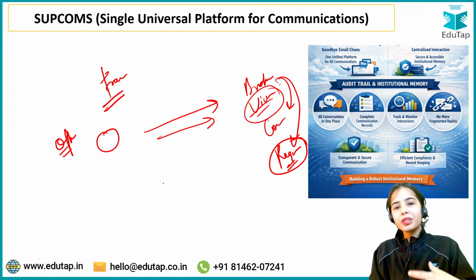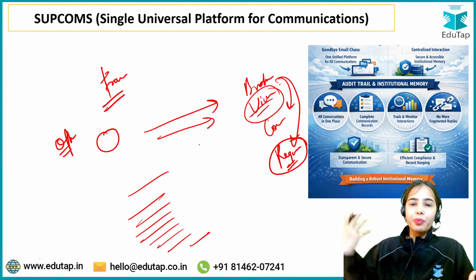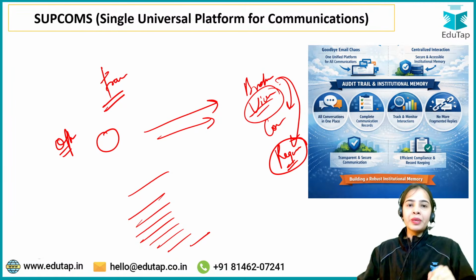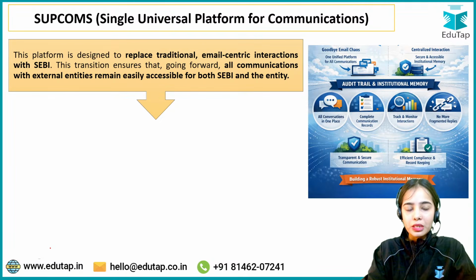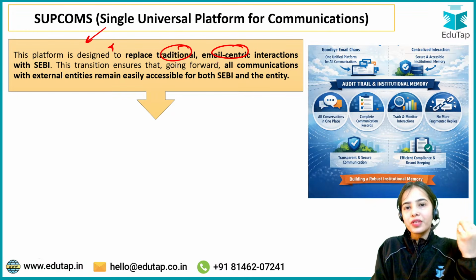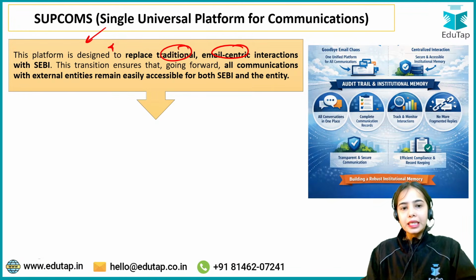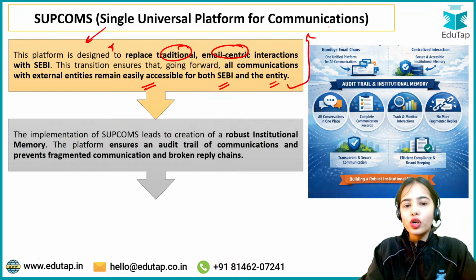But the trail mails can sometimes be missed because there are so many mails coming to SEBI, from so many different brokers, investment advisors, and research analysts that SEBI is connected to. So a break can happen in the trail mails, or in the mail. And this can lead to a lot of confusion and a lot of communications getting missed. So this platform, the single universal platform for communications, is designed to replace traditional email-centric interactions with SEBI. This transition ensures that going forward, all the communications with the external entities remain easily accessible for both SEBI and the entity through this single universal platform for communications.